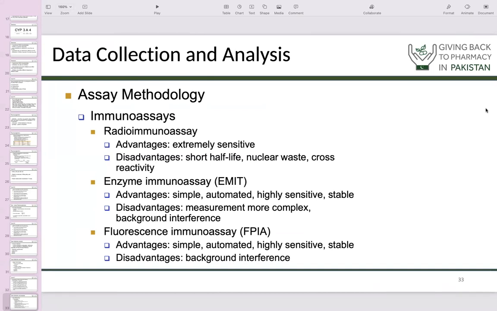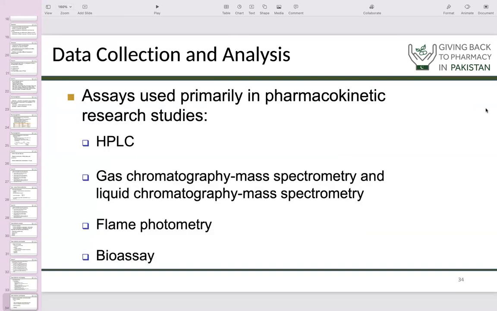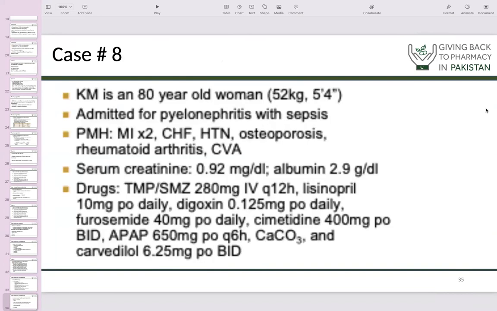Then we have fluorescence immunoassay. They are also simple, highly sensitive and stable, but they also have background interference. This does not have to do anything with us. It is more related to the lab professionals, but you should know that these are the assays which are used. It will never come in the exam. So there are other assays which are used in pharmacokinetics research studies. Those who are related to studies know that HPLC, gas chromatography, mass spectrometry, liquid chromatography, bioassays and flame photometry are very commonly used in research studies and in assay and analysis of the drug.